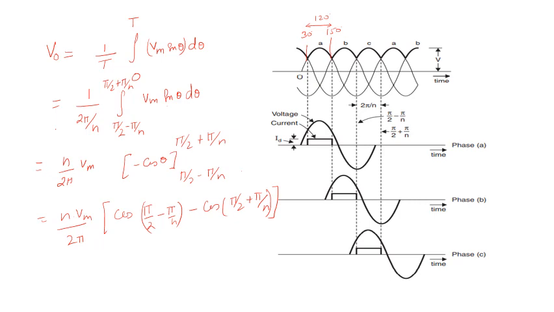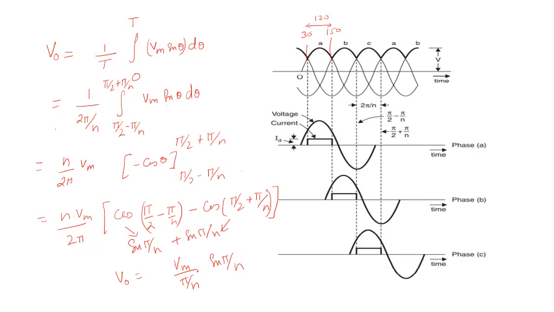So using simplification, I can directly put it like this: sine pi by n, plus sine pi by n, since minus minus becomes plus. So V naught I can write as Vm upon pi by n times sine pi by n. This is the final value which you are going to get.